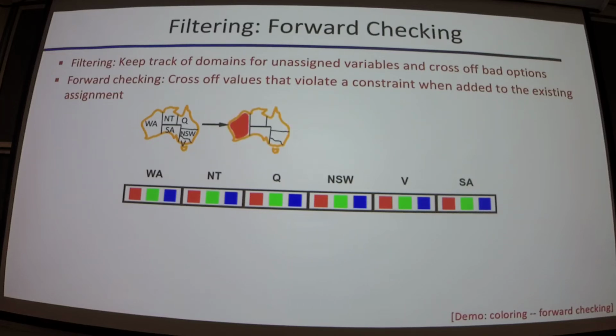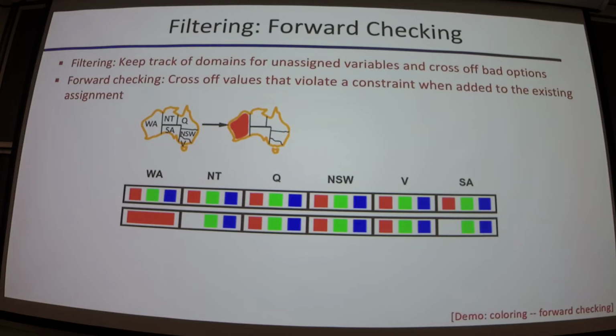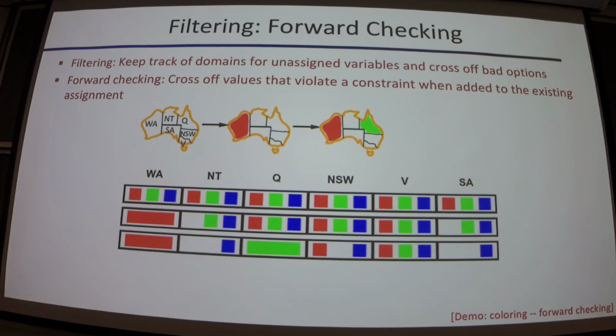Okay, so how's this going to work? Well, if we assign Western Australia to red, then we know that the Northern Territory can't be red and South Australia can't be red, right? So we make this assignment, we look at the constraints adjacent to the value we just assigned, and we remove things from the domain of states adjacent to us in the constraint graph that would violate this constraint. Awesome. Then maybe because of our arbitrary ordering, we assign V here the value of green. We do the same thing. All the constraints associated with V have their domains reduced according to the constraints, and we continue.